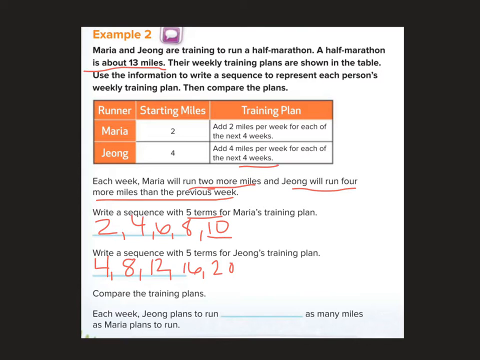Compare the training plans. Notice that each week, Jung plans to run 2 times as many miles as Maria plans to run. So Maria runs 2, Jung runs 4. Maria runs 4, Jung runs 8. Each time, Jung is running twice as many miles as Maria. So we can notice that's a times 2. He runs 2 times as many miles as Maria each week.